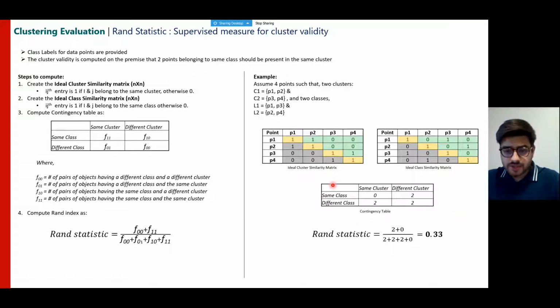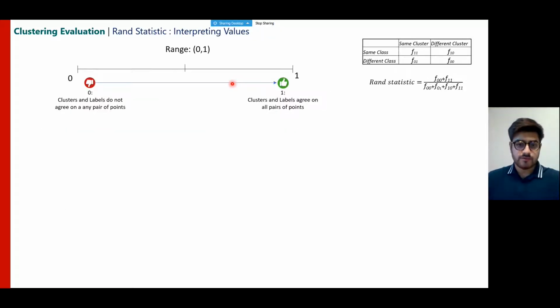Going back to our example here, if we calculated the contingency table for this particular data set, we would get something like this. The RAND statistic would be calculated as 0.33. Is this value good or bad? To find out, we go to the next slide where we interpret the values. The range of the RAND statistic is between 0 and 1. 0 means that the clusters and labels do not agree on any pair of points, and as we move towards 1, it means that clusters and labels agree on all pairs of points.